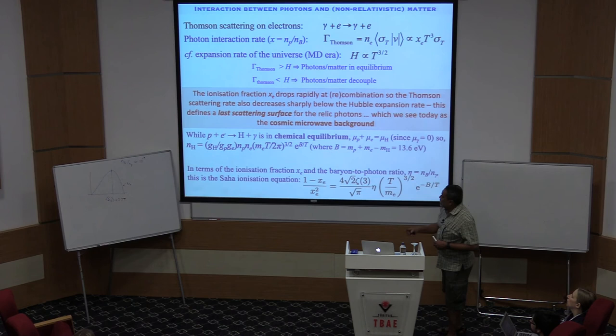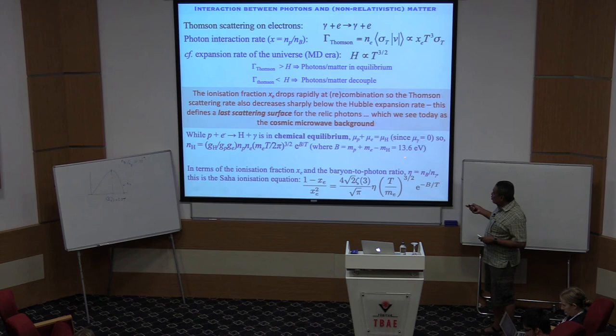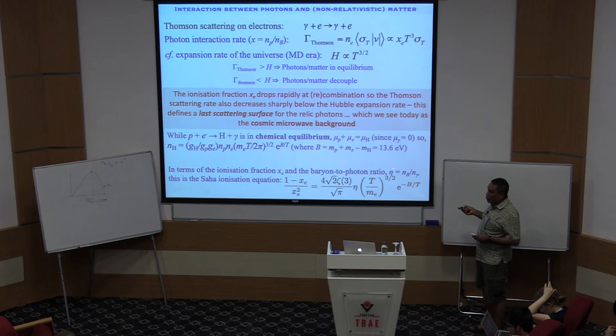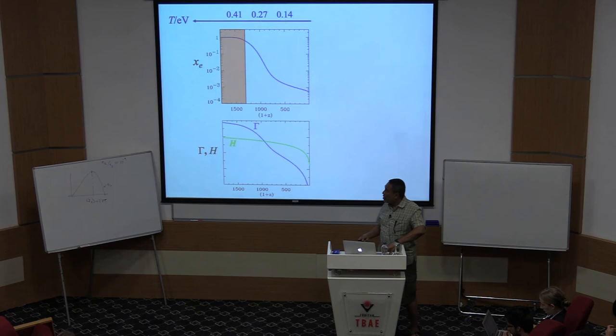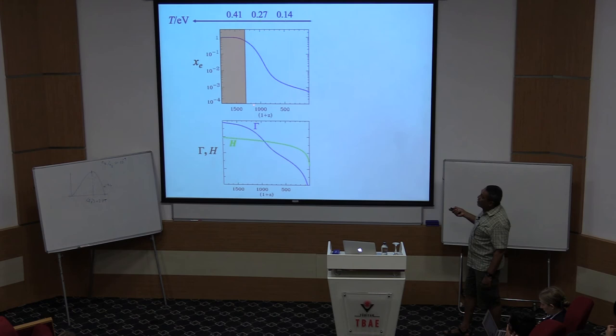Therefore, what will determine the temperature at which this process goes out of equilibrium is not the 13.6 eV, but 13.6 eV times the log of the baryon to photon ratio. The log comes because this is an exponentially falling spectrum. And that is reflected in the Saha ionization equation, which says that the ionization fraction will fall according to T to the 3 halves e to the minus B over T times this eta, which is the baryon to photon ratio. The same thing will happen at nucleosynthesis. So this is a sketch of how the ionization fraction falls very rapidly at around a redshift of 1,000.